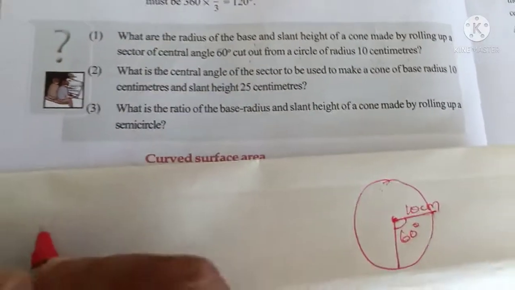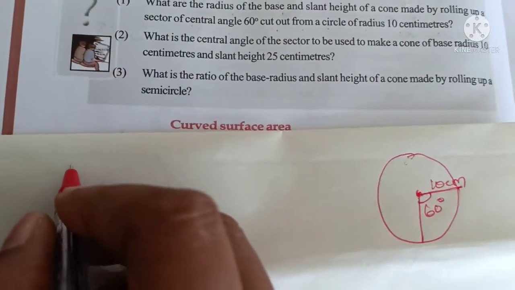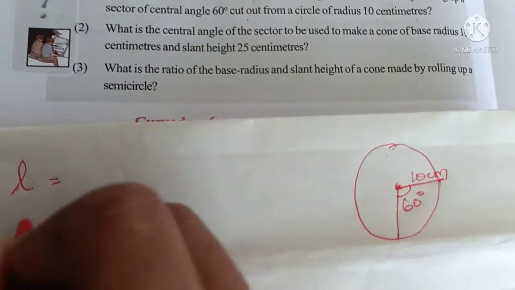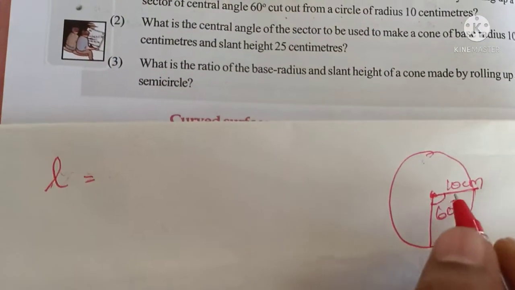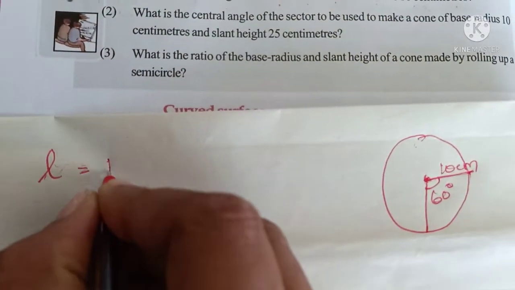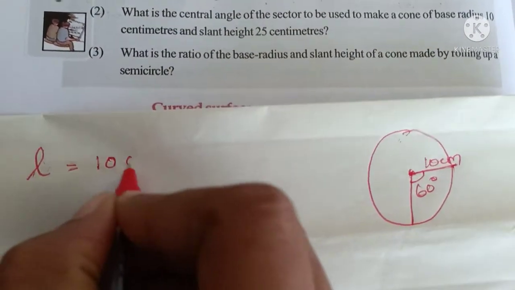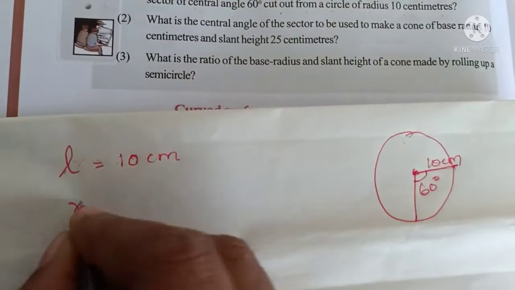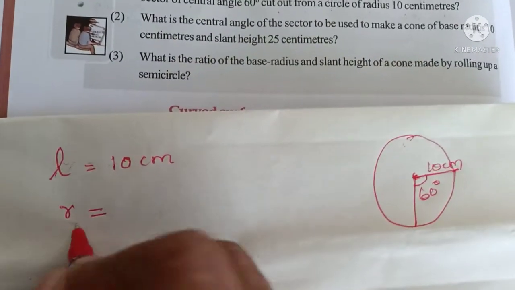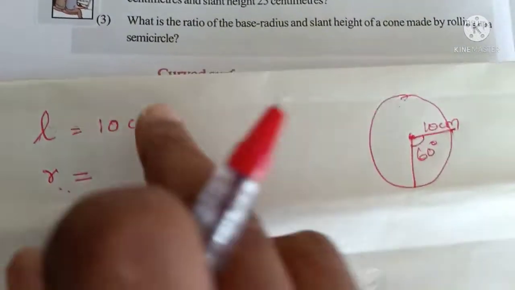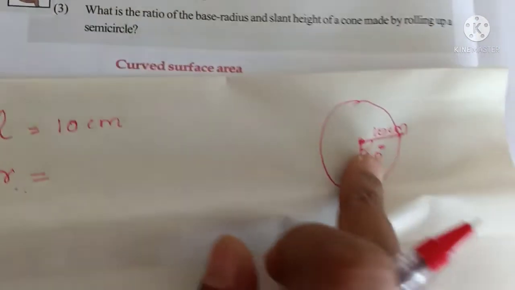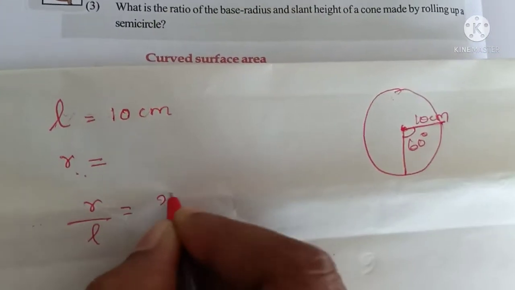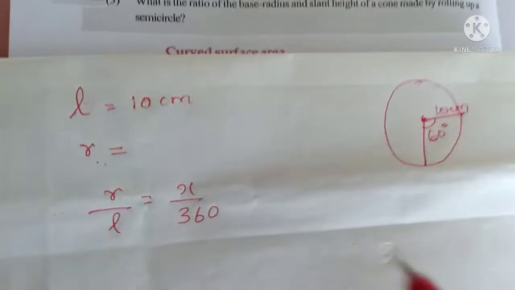So we know that the slant height is equal to the radius of the sector. Slant height l is equal to radius of the sector. Here the radius is equal to 10 centimeter. So slant height is equal to 10 centimeter. Now we need to find out the base radius. So what is the relation between base radius, slant height and the central angle of a sector? That is, r by l is equal to x by 360.